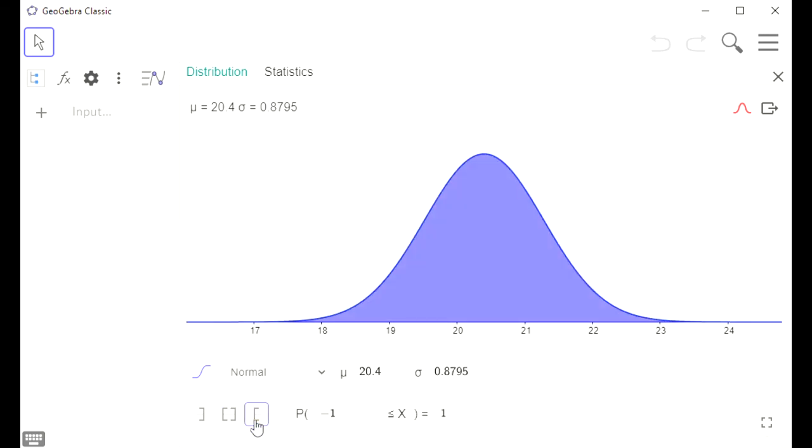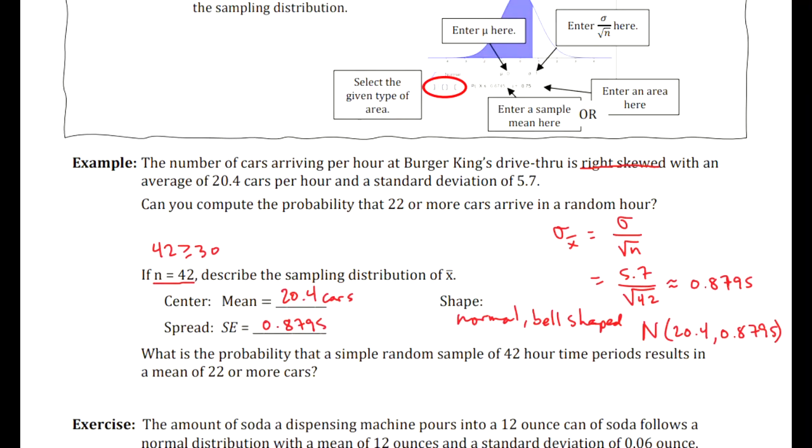So it's going to be more than 22. So we'll put the 22 in here, and we can see that that's the region that's shaded in GeoGebra. It's this part of the distribution that's more than 22. So we put 22 here. X is greater than or equal to 22, and we see our probability appear in this box. So what is that probability? It is 0.03444.